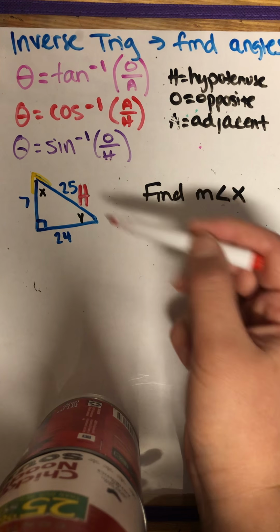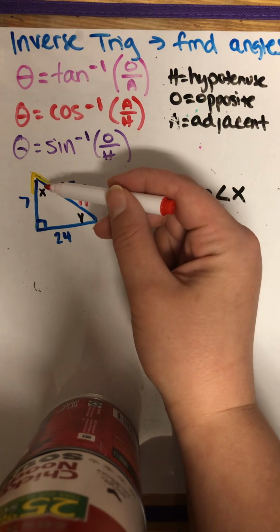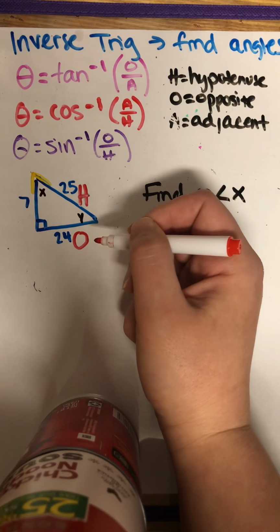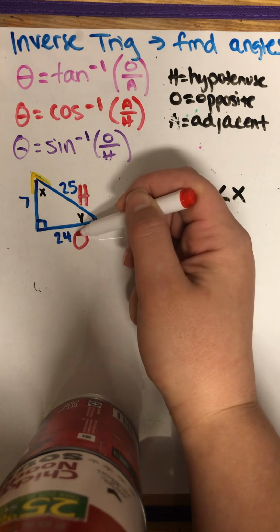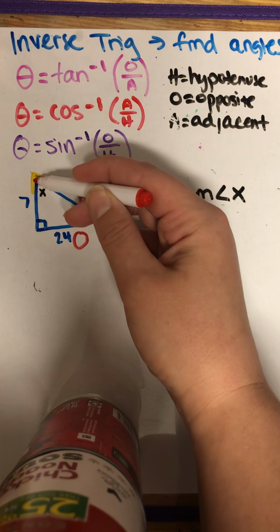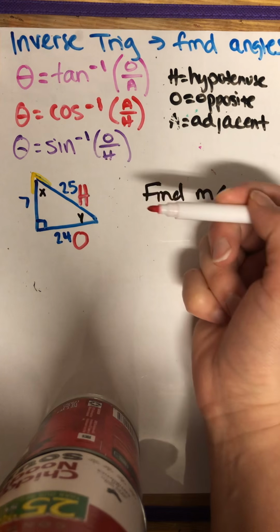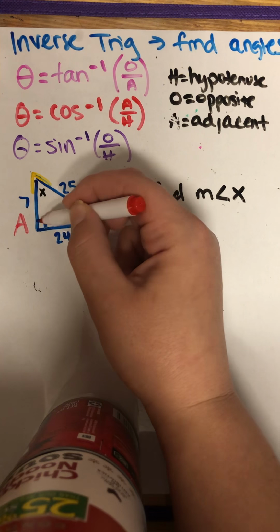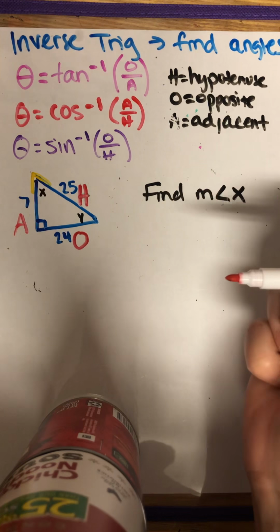For my opposite, I start at the angle that I'm going to be trying to find, and I go to the opposite side, which is my 24 over here. And again, my opposite can't touch the angle I'm trying to find. So I can't use this leg because it runs into my angle, and I can't use this leg because it runs into my angle. And my last is adjacent, which runs from my right angle to the angle I'm trying to find.